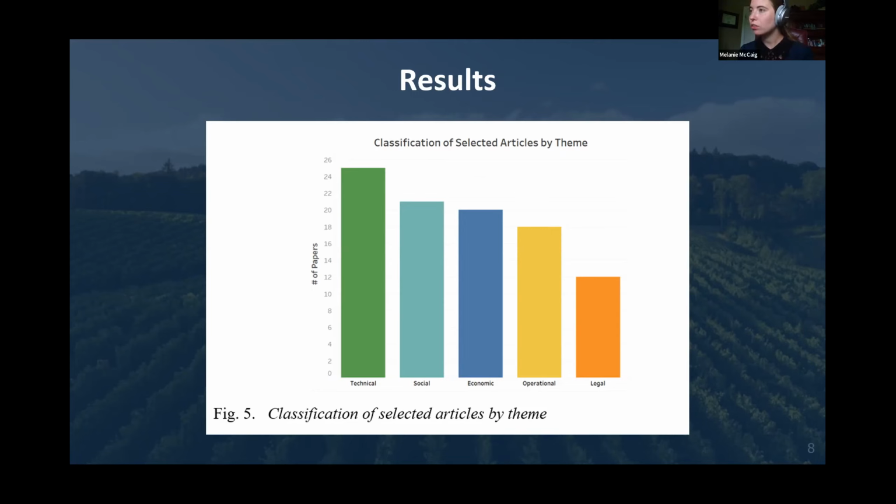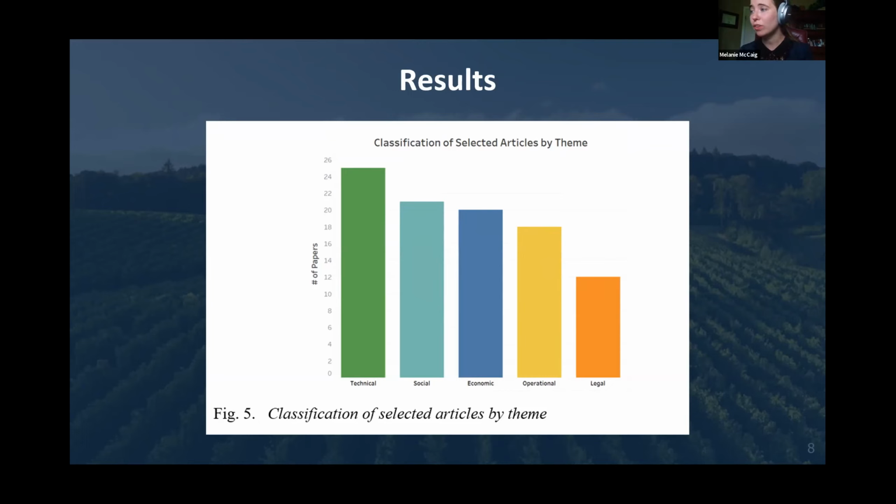Of the 37 articles, 32 were categorized into more than 1 field. The classification totaled economic with 20, legal with 12, social with 21, technical with 25, and operational with 18. These factors were necessary to consider when creating a conceptual framework of the agricultural technology environment.